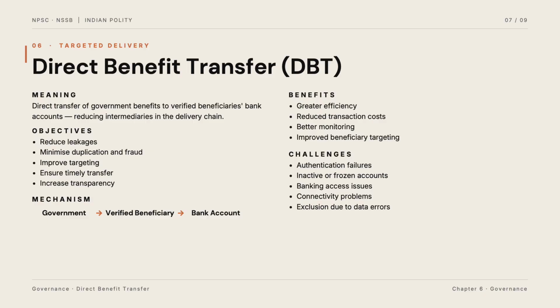The PM Kisan scheme, under which every quarter, every 3 months, they receive 2,000 each directly in their bank account as registered beneficiaries. The officers cannot get involved, neither can others.